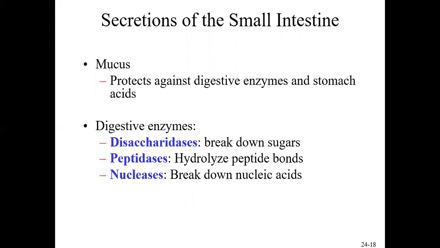You have to have an enzyme to digest that sugar, and so you would need a disaccharidase to break down sucrose. Peptidase is what's needed to break down peptide bonds. Of course, you find peptide bonds in proteins, and so you need a peptidase, a special enzyme, to break down proteins. And then DNA and RNA, those are nucleic acids, and so you have specialized enzymes called nucleases to help you break down the DNA and RNA.